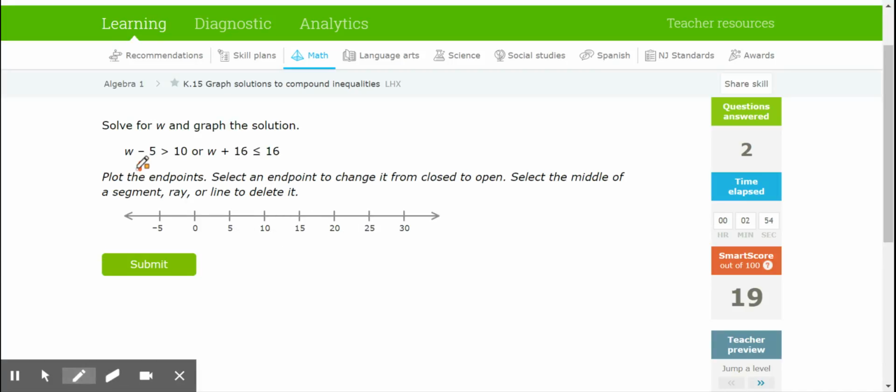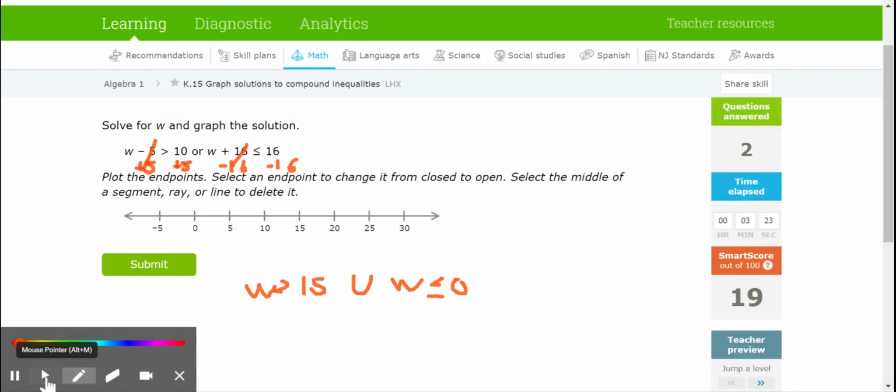We'll go ahead and add 5 to each side here. Okay, adding 5 doesn't change the inequality, so I've got w is isolated. 10 plus 5 is going to be 15. Or, that's the union sign. Okay, I'm going to subtract 16 from both sides. And when w is isolated, it is less than or equal to 0.